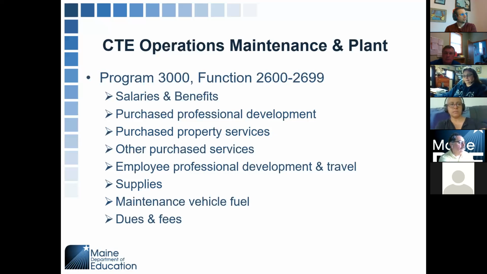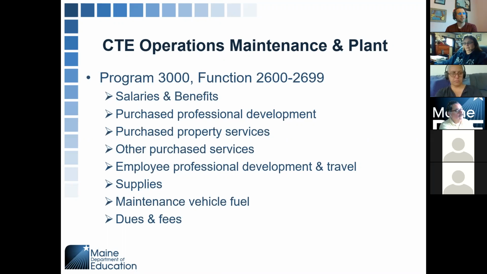So within that, we're going to pick up salaries and benefits, the purchase professional development, the purchase property services, which we haven't seen in other locations, but because we're talking about operation, maintenance of plant, we'll pick it up here. Employee professional development and travel, supplies, and then again, another new one, maintenance vehicle fuel, and then dues and fees.